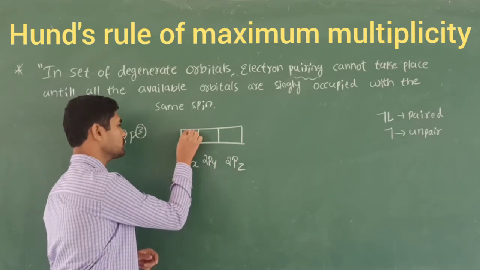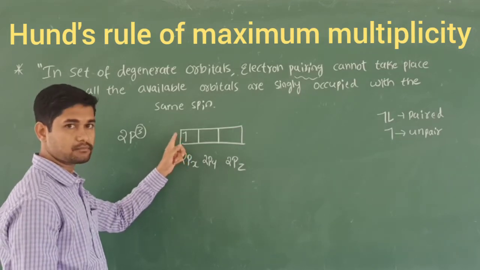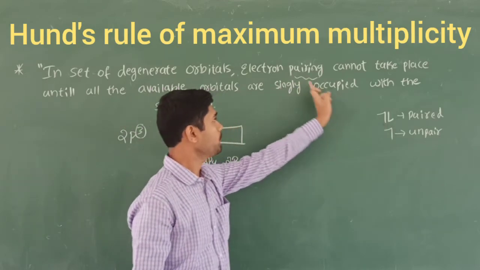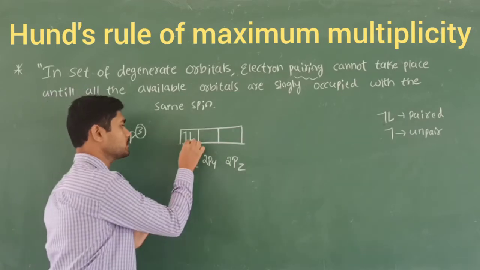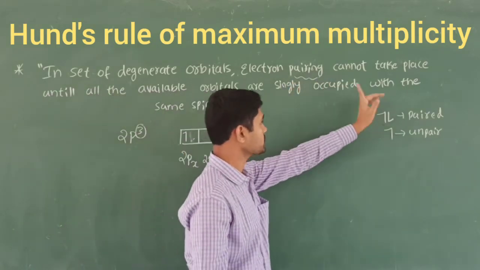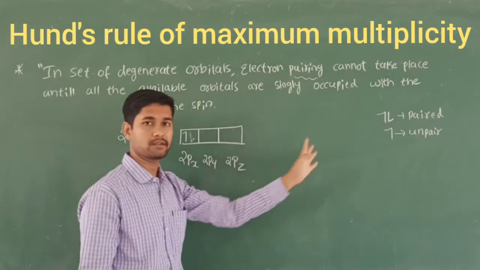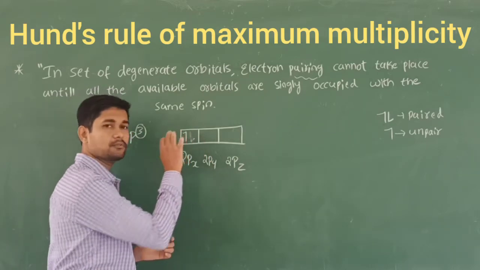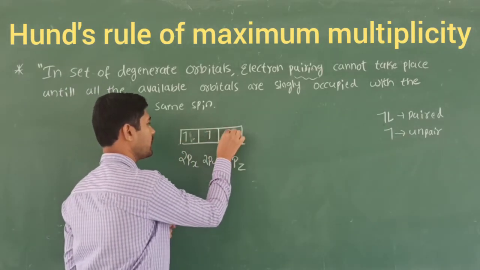I am going to write 1 electron first. This is called an unpaired electron. First I should write 1 electron here, because electron pairing cannot take place like this. I am not going to write like this. 3 electrons will be there, so first I should not write 2 electrons in one orbital. This is not the concept. According to Hund's rule, pairing cannot take place until all the available orbitals are singly occupied. So one electron goes into one orbital first, and then we add the next electron. Like this, 3 electrons will be there, so first I should write here and here.